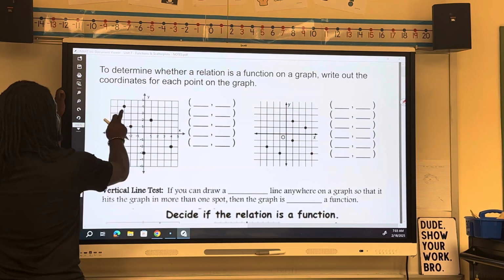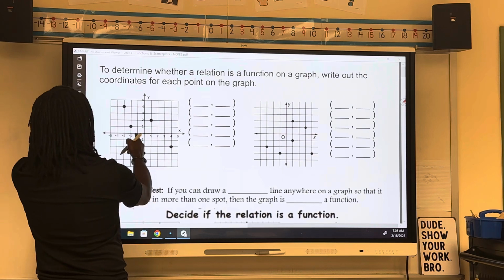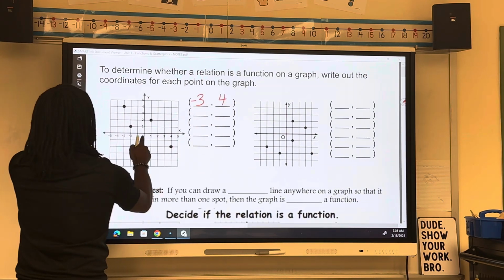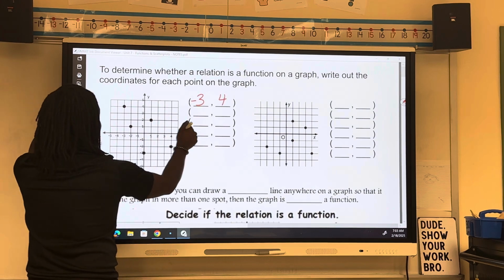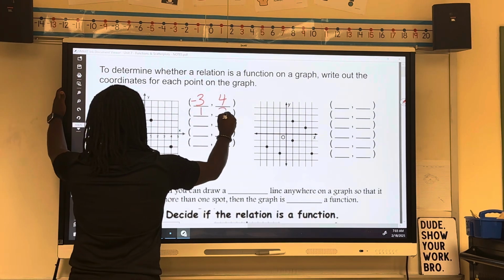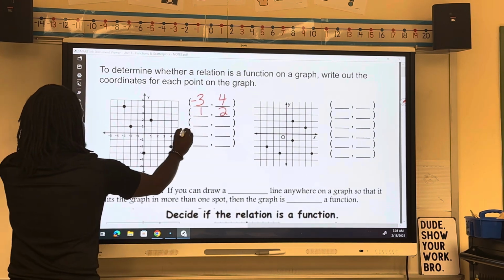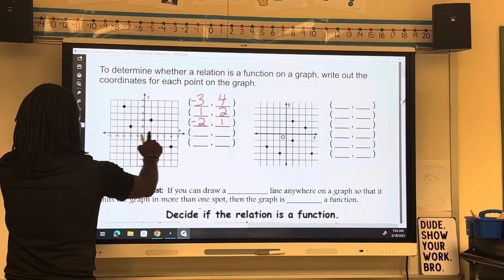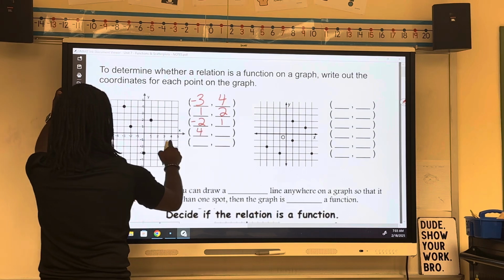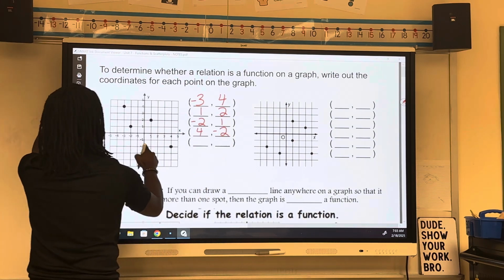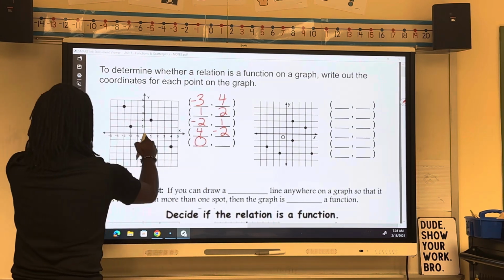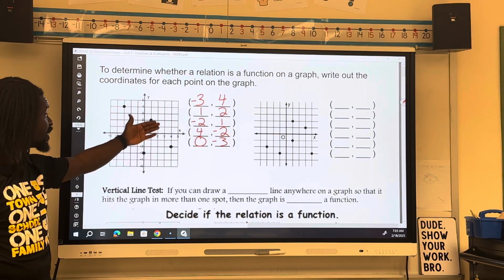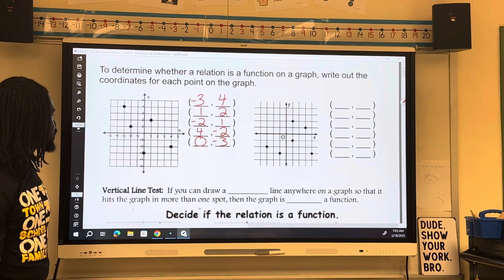All right, so the first point, the coordinates here is (-3, 4). Then I'm going to this point, I got (1, 2). Then I got (-2, 1). Then I'm here with it, (4, -2). And then (0, -3). Okay. So those are the coordinates for each of my graph points, all right?